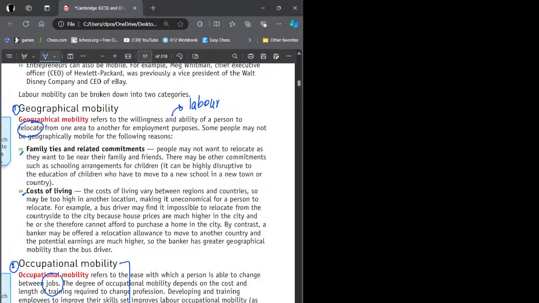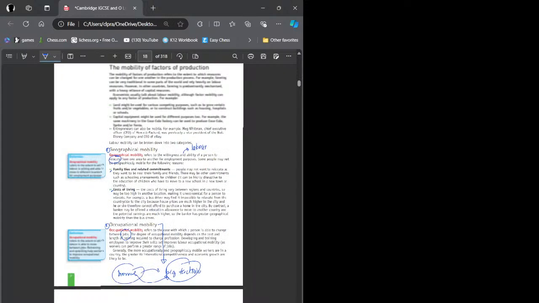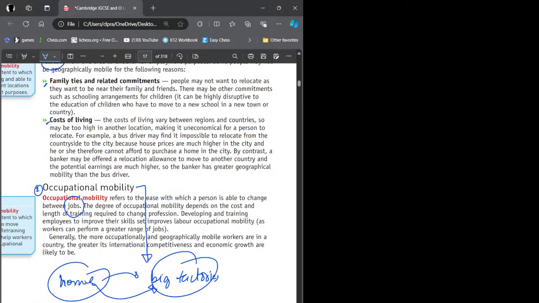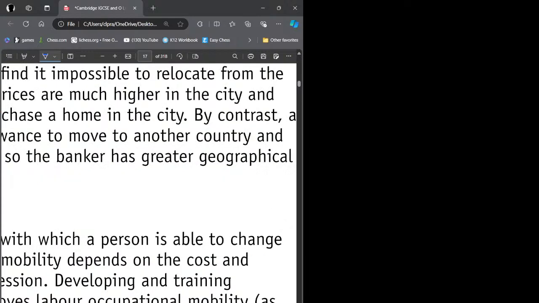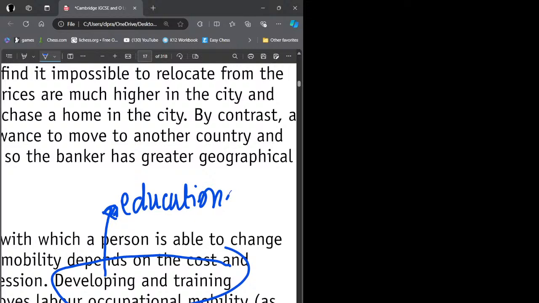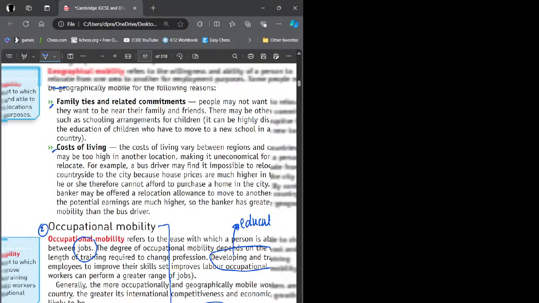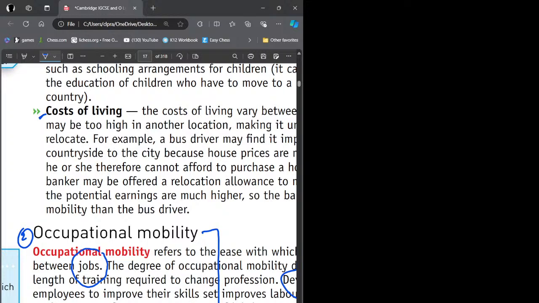So one way we can make our workers more occupationally mobile is developing and training them. So usually education and training gives them or increases their skill sets, which allows them to perform a greater range of jobs, right?